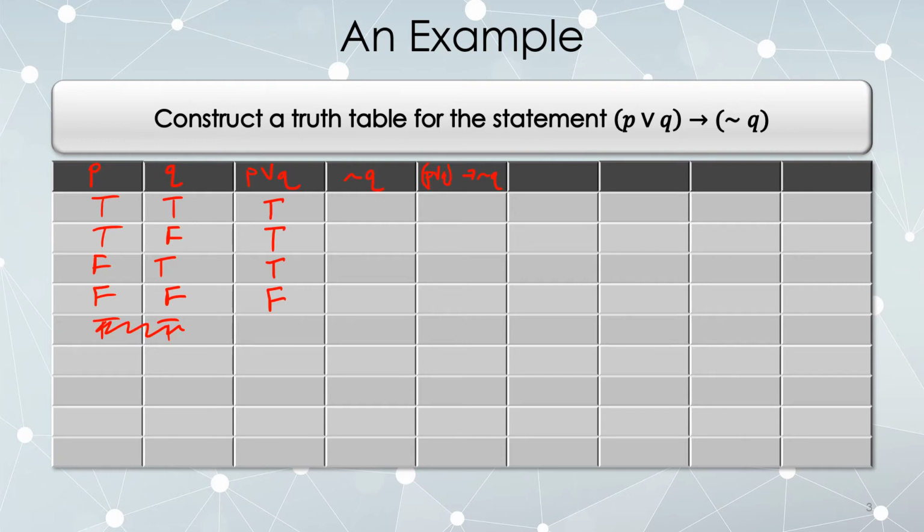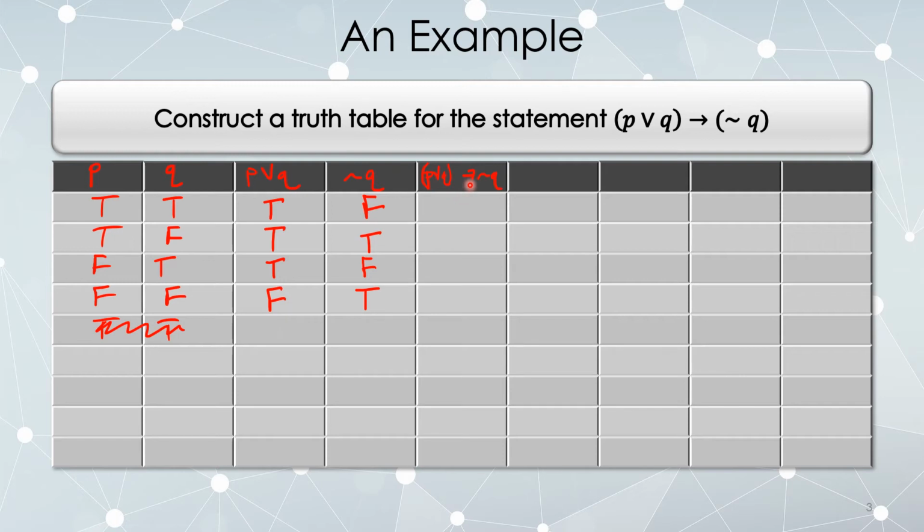Now I ask in every row, let's take whatever happened to Q and negate it. So instead of Q being true in the top row, not Q is going to be false. Instead of Q being false, not Q is true. If Q is true, then not Q is false. If Q is false, then not Q is true. All we've done here is exactly flip what was happening to Q.